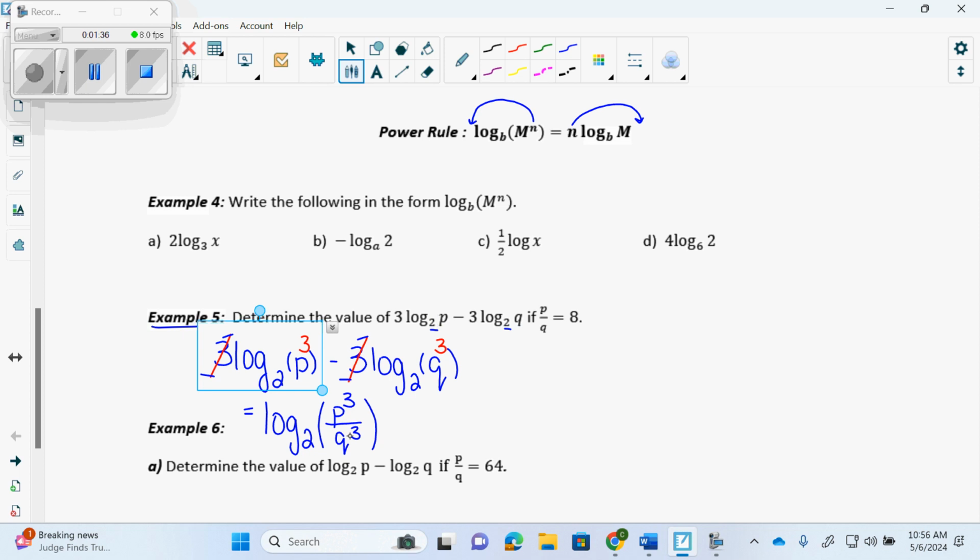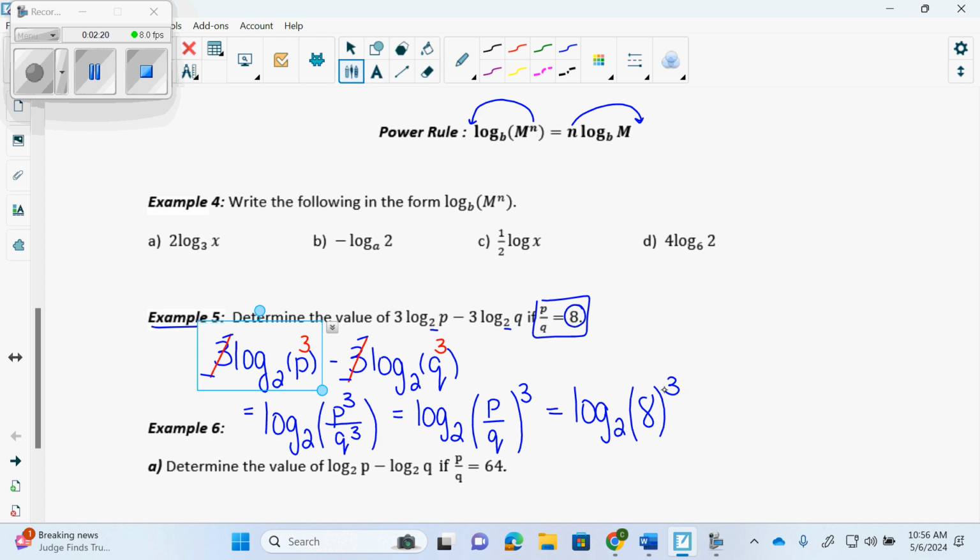Now, it tells me that P divided by Q is 8. Cool. Do I have P divided by Q currently, or do I have P cubed, Q cubed? P cubed, Q cubed. So can I take that 3 out and go log base 2 of P over Q all to the 3? We agree? Now what is P divided by Q the same as? 8, right here, right? So now, because I have P divided by Q, I can go log base 2 of 8 cubed.